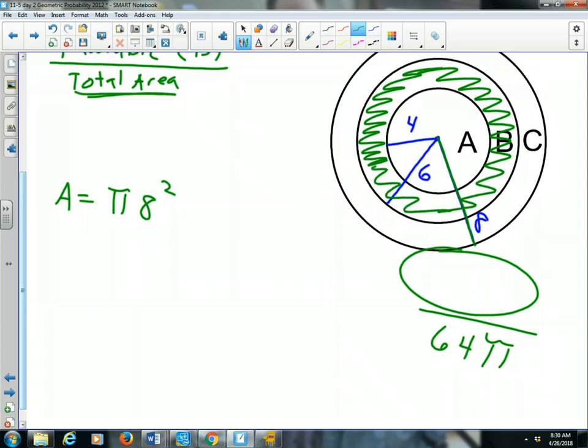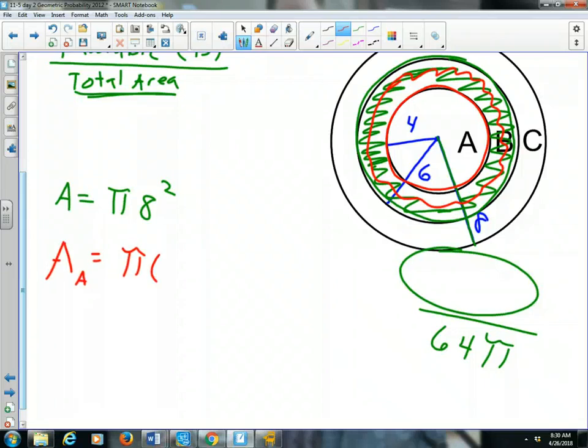So how do I find just that B section right there? Well, I would find the area of this entire circle and then subtract the bullseye circle, circle A. So I'm going to find the area of circle B and subtract the area of circle A to just get this region right here. And that's going to be my favorable region. So the area of circle A is pi times 4 squared. 4 times 4 is 16, so it would be 16 pi. So now the area of B, which is what I want, is going to be pi r squared, so pi times 6 squared.